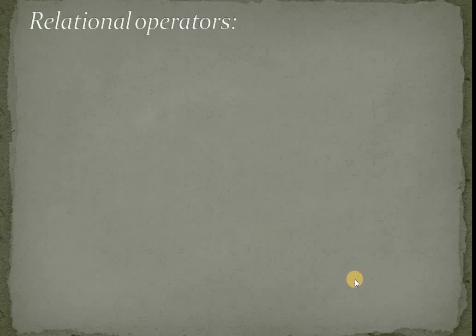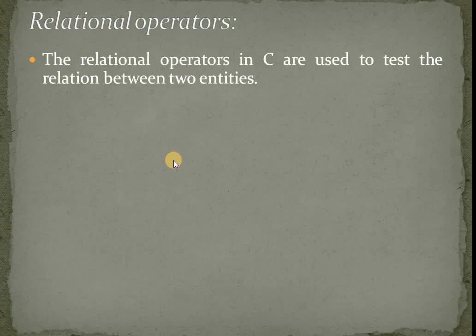Okay, next we'll move on to the second type of operator, that is relational operators. Looking at the name itself, you can understand that these operators tell us the relation between two values or two variables. We often compare two quantities and depending on their relation take certain decisions. The relational operators in C are used to test the relation between two entities. So we usually use these relational operators in if statements and looping statements to check the conditions.